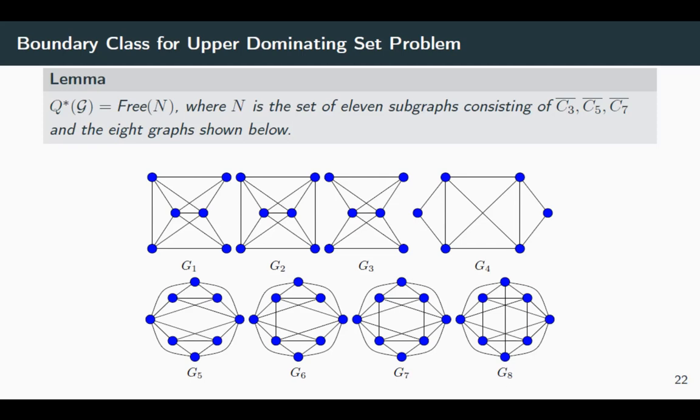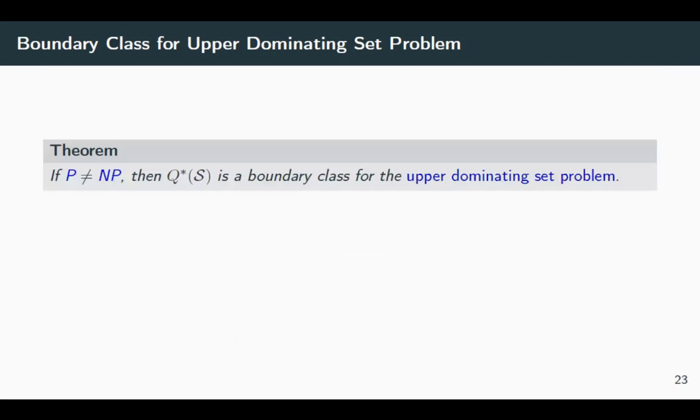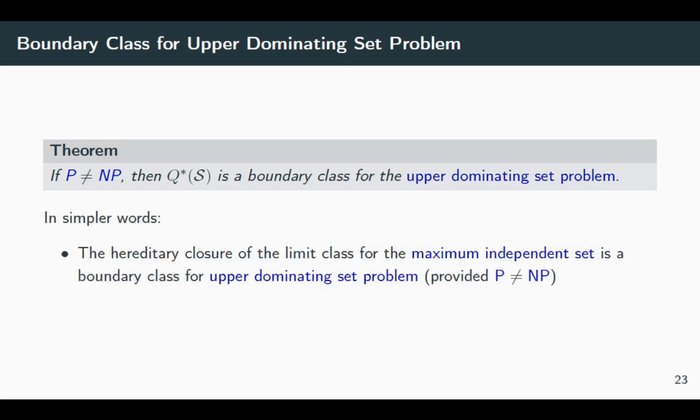Okay, so from this we can create a kind of limit class and the boundary class. This is the main result of the paper, which says that if P is not NP, then Q star of all graphs in calligraphic S, which is the limit class for the maximum independent set, is a boundary class for the upper dominating set. In simpler words, the hereditary closure of the limit class for maximum independent set is a boundary class for the upper dominating set problem, provided P is not NP. So this is the main result which we found.